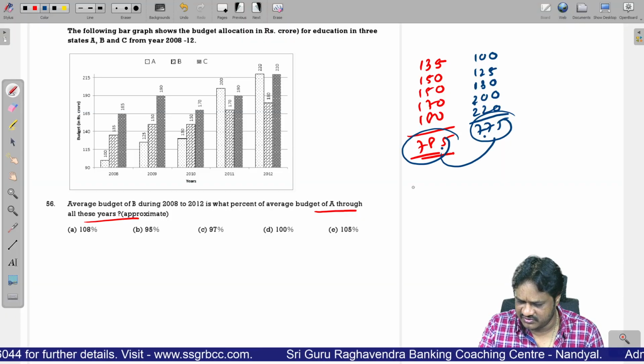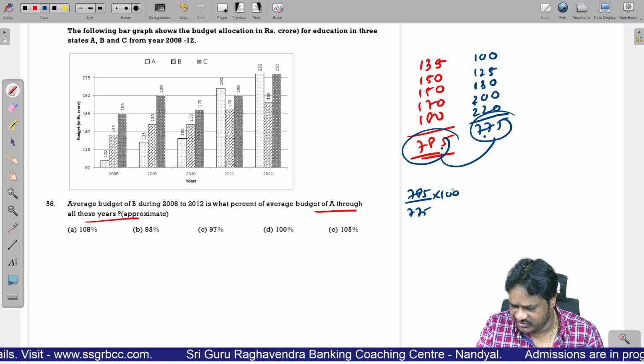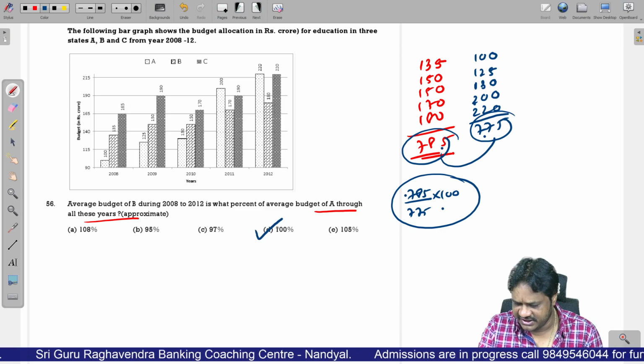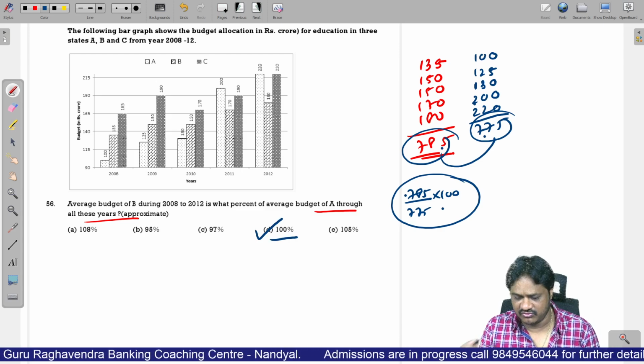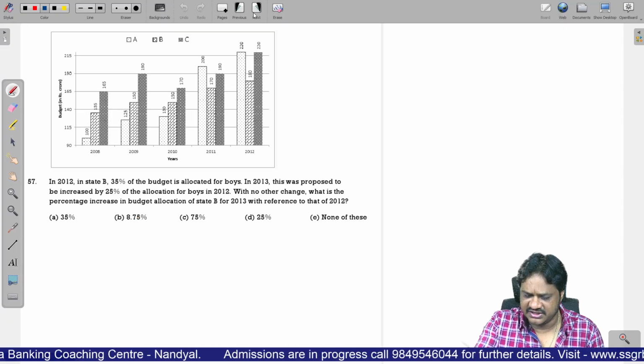The question is, what is asked? 785 by 775 into 100. This one we have to do, but no need to do the calculation. Why? Because the difference is very less. It is approximately equal to 101 point something. So you can take 100% directly. Let us see the next question.